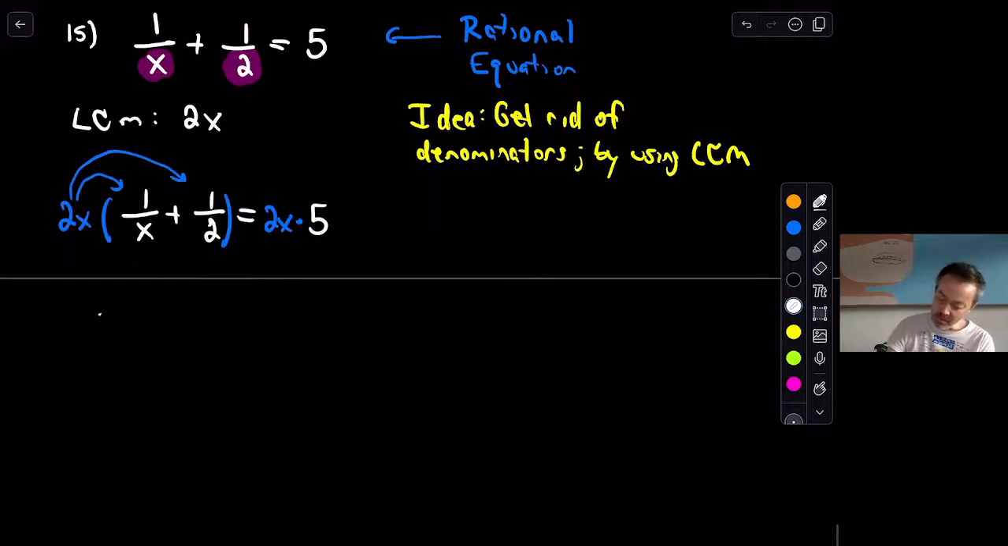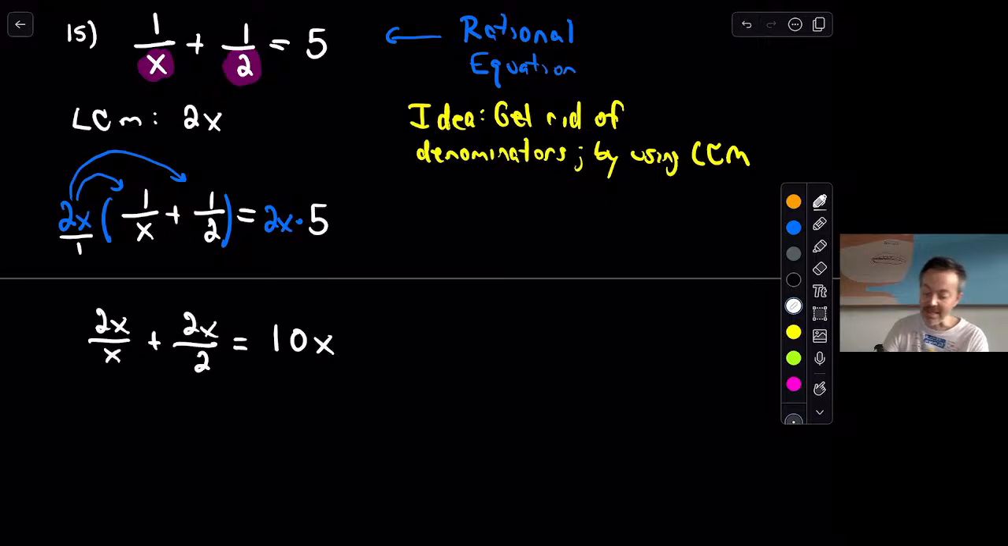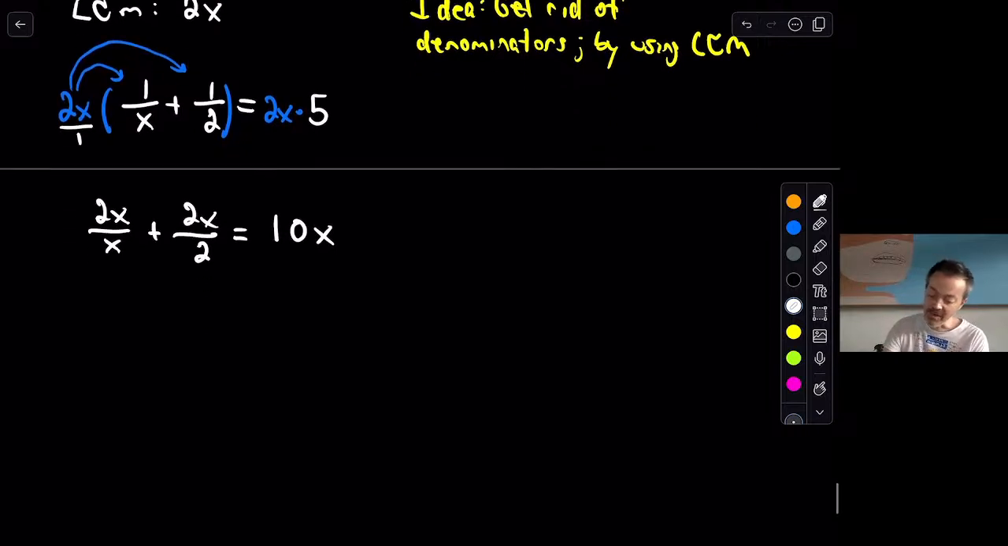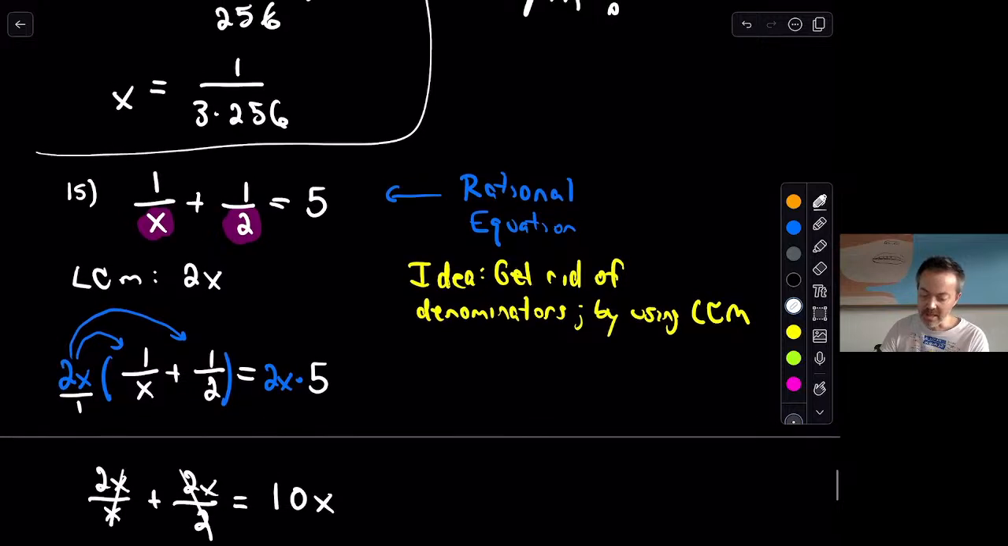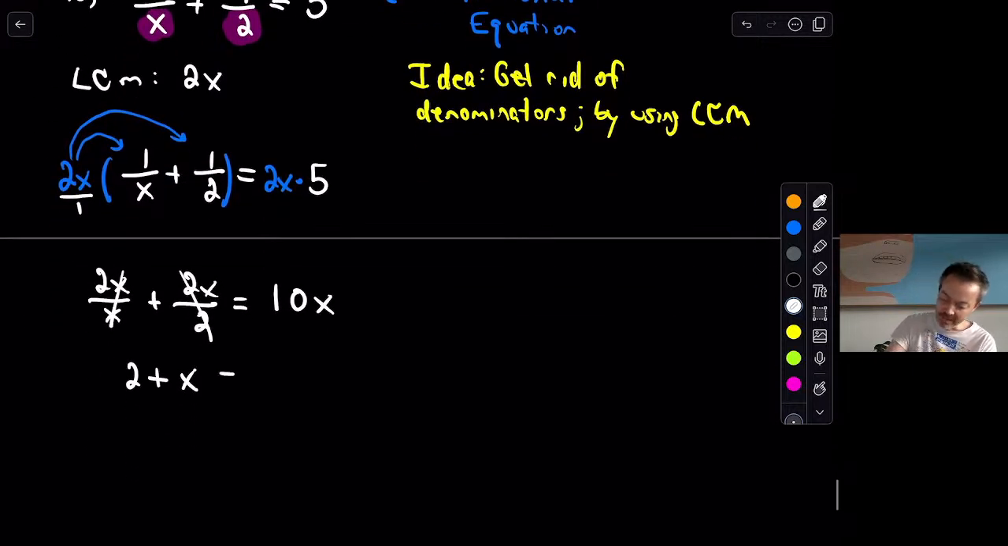So if you distribute, we would have 2x over x plus 2x over 2. And again, you can think about this as being 2x over 1. And on the right side, 5 times 2x is simply going to be 10x. Well, if we simplify on the left side, the x's will cancel, the 2's will cancel. So I've got 2 plus x. Did I leave something out here? I think we're okay. 2 plus x equals 10x.